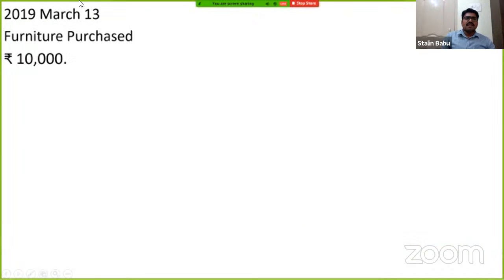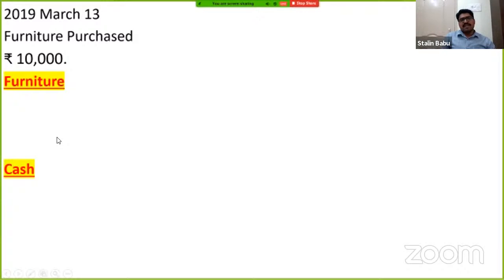2019 March 13, furniture purchased for rupees 10,000. So what did we purchase? Furniture. Here we are not purchasing goods, we are purchasing furniture. Furniture means an asset. So what is coming into the business? Furniture. What is going out of the business? Cash. What are the two accounts involved here? One is furniture account and the other is cash account. Both come under real account.